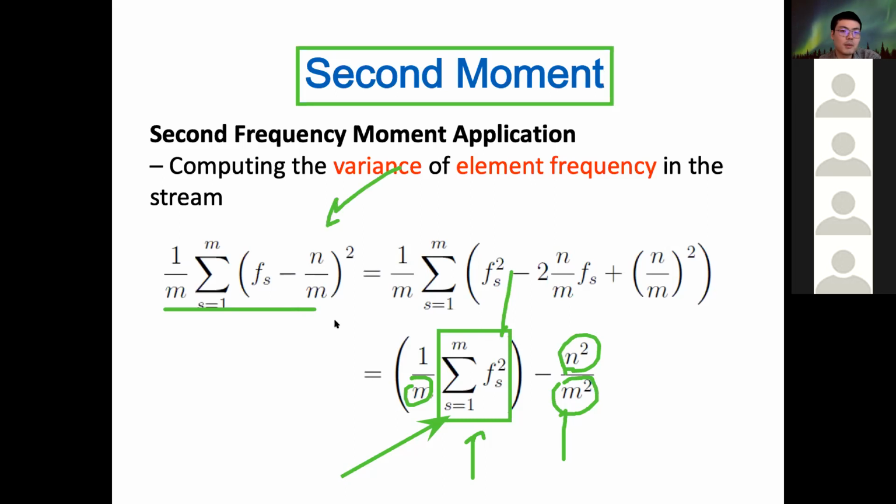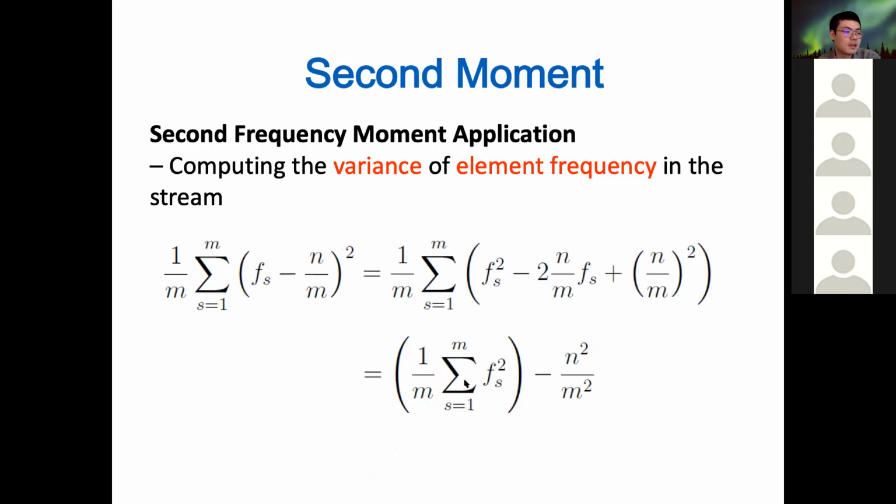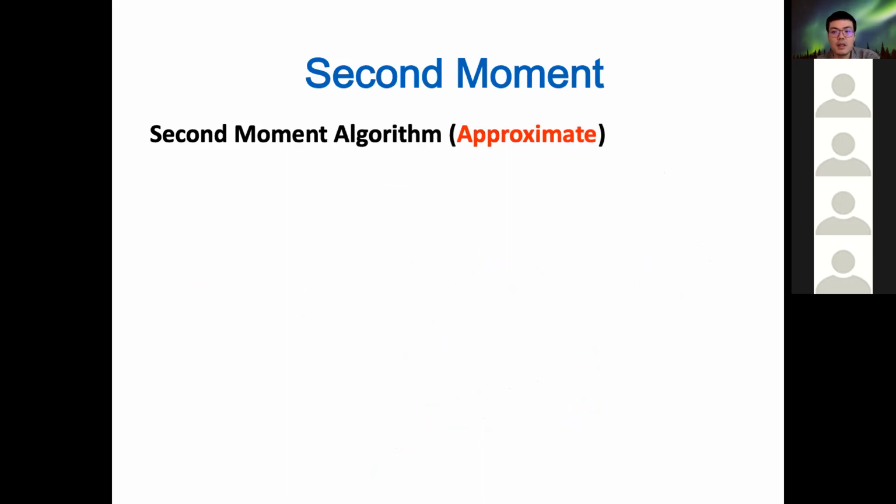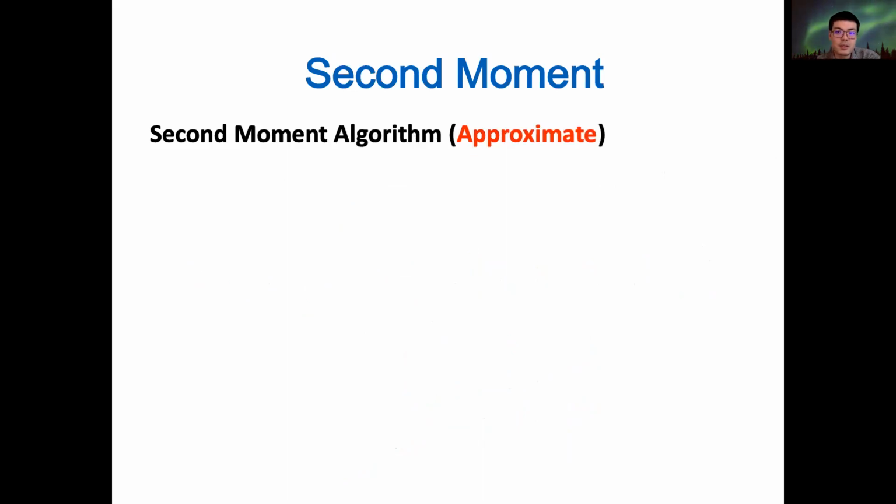So the problem of computing the variance of element frequency can be boiled down to just estimating this second moment, right? Any questions? All right, so if this is okay, then let's consider how to compute this second moment. Basically, every element has a frequency, you square them, and then take the sum. How can we estimate it with reasonable accuracy and with limited space?